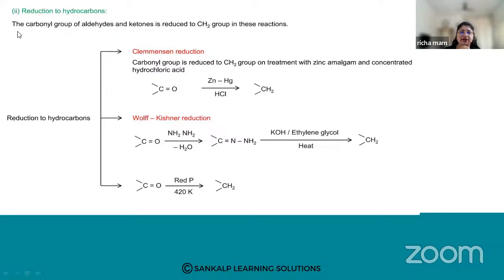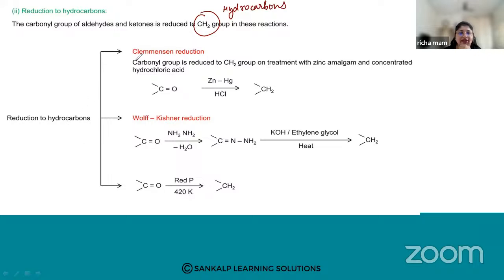Next we are going to do reduction to hydrocarbons. What is happening here? Both the aldehydes and ketones are reduced to hydrocarbons. They are reduced to a CH2 group. So how can they be reduced to hydrocarbons?